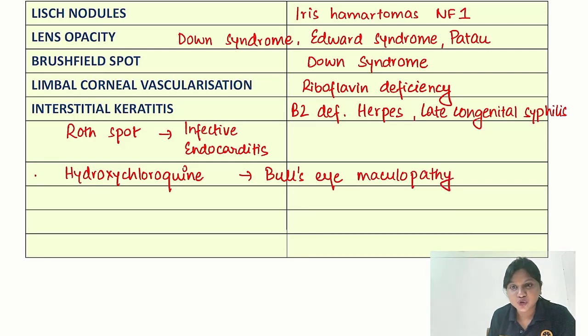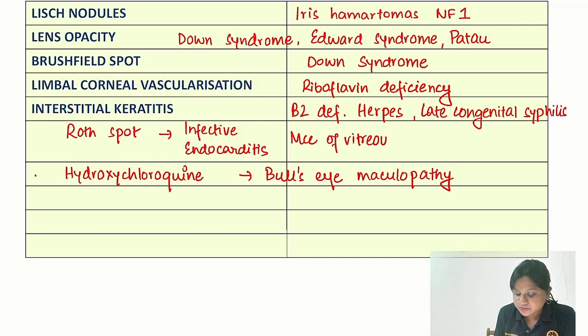Another one-liner you should know, most common cause of vitreous hemorrhage in a child is trauma. So most common cause of vitreous hemorrhage in a child is trauma.